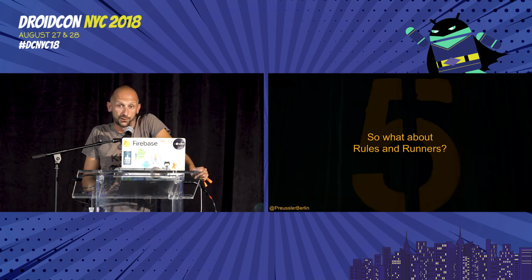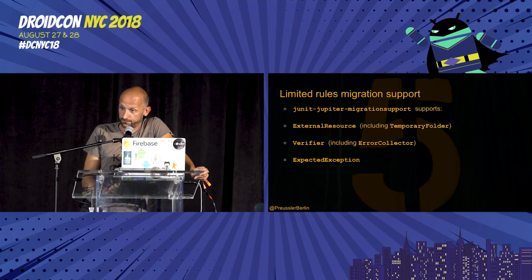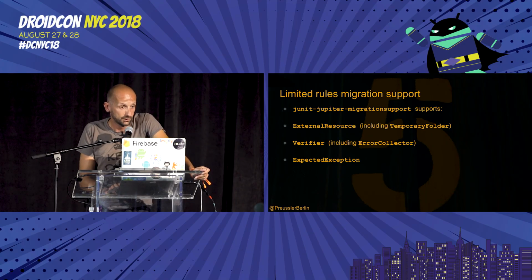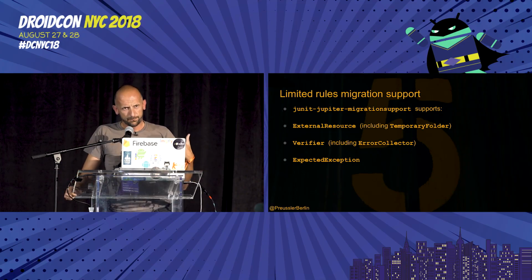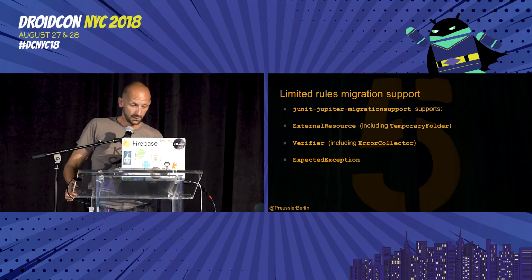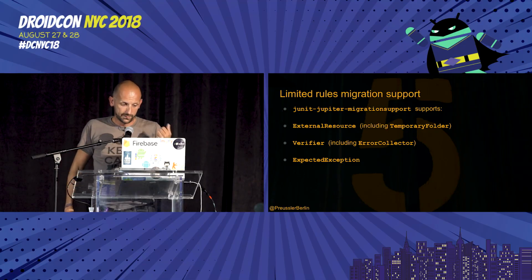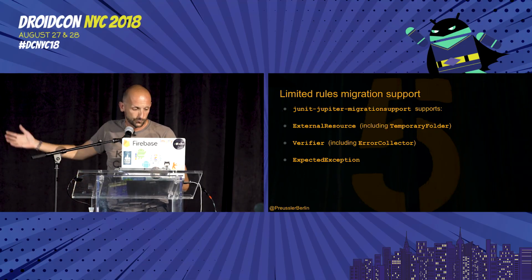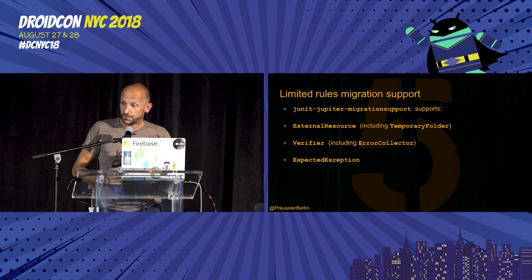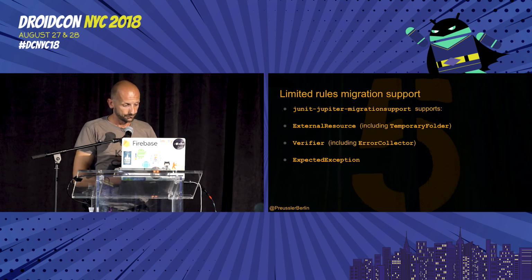So now the question you probably want to ask is, what about rules and runners? Like maybe your favorite feature or the most used feature. As I said, they're gone, which is not completely true. We have a thing called migration support for rules. So if your test rule inherited one of those three, external resource, verifier, or expected exception, and you add this artifact to your dependencies, they will work. Those are still supported in JUnit 5.